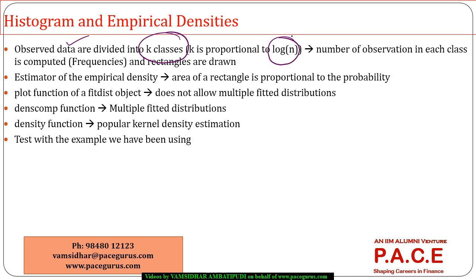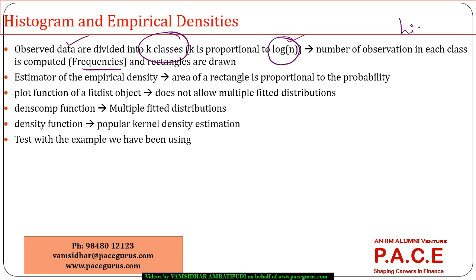Generally, we would prefer k to be proportional to log n. So depending on the size of my data, I would prefer that many classes to be a part of my data. Again, it's not a hard and fast rule, just a ballpark picture. So the number of observations in each class I compute is what we call the frequencies, and accordingly the rectangles are drawn.